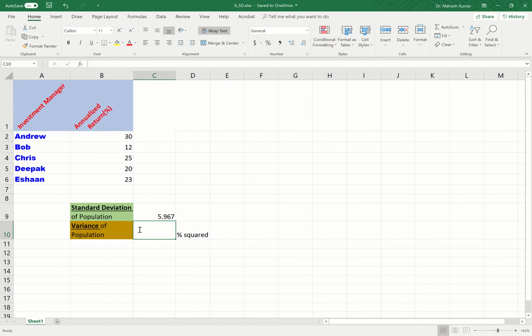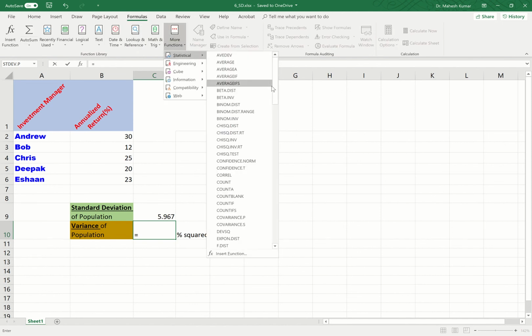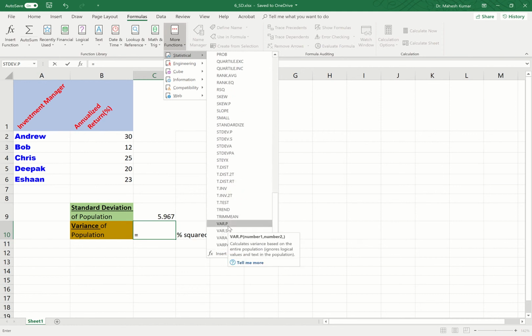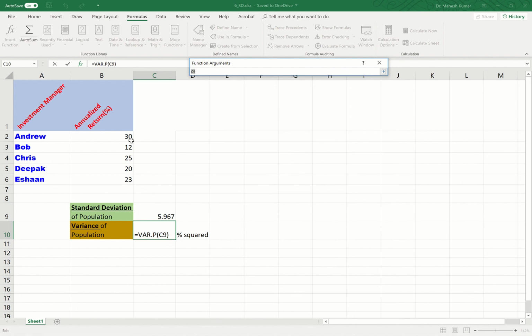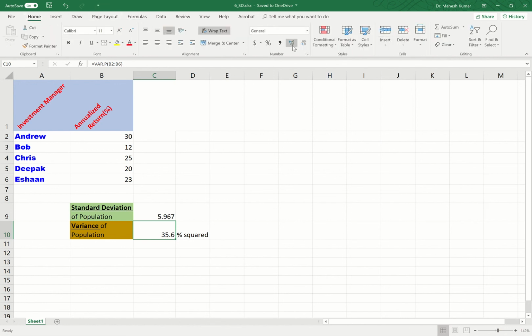So now we calculate the variance of the population, and for this we will be using this statistical function. Let us go to VARP. This VARP calculates the variance of the entire population, as it says, and this is what we want. And here it is asking for the data set, all the values from B2 to B6, and here we go, 35.6. If you want to see one more decimal point, 35.60, right?